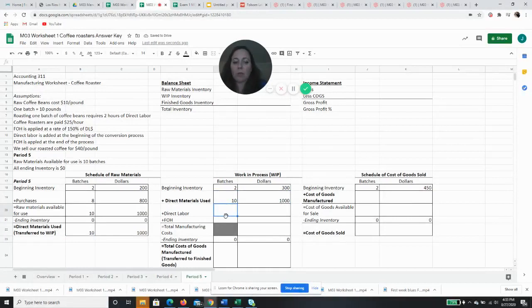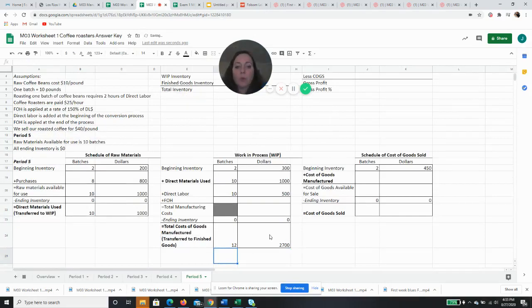And direct labor, it's going in there right away. It's like Flash Man. And 10 times 50 per batch of direct labor is 500. All right, so beginning inventory had 2 batches, and we added direct material for 10. So we could have finished 12 batches this period. And in fact, we did because there's nothing in WIP ending inventory, right? It says all ending inventory is 0. So we must have finished all 12 batches. And we know that a batch of finished product is 225.